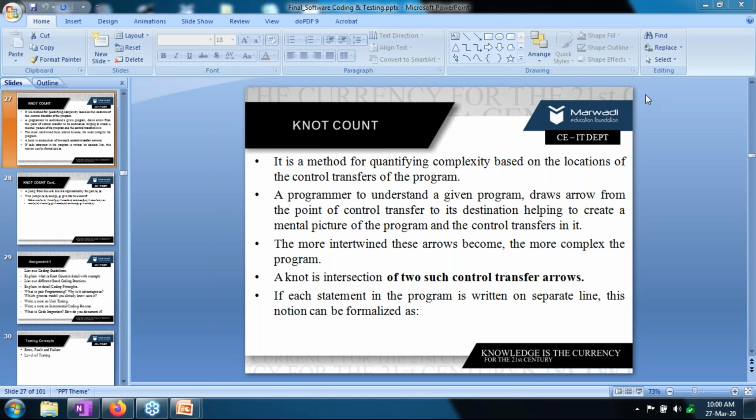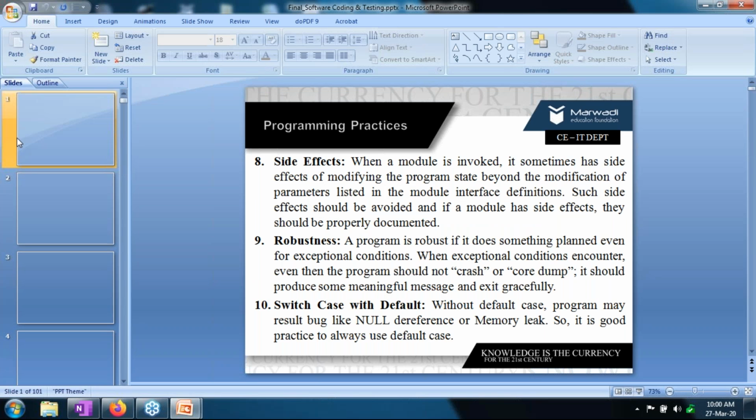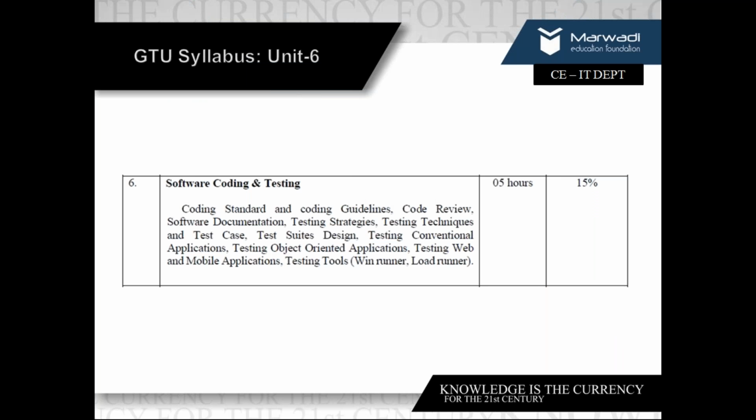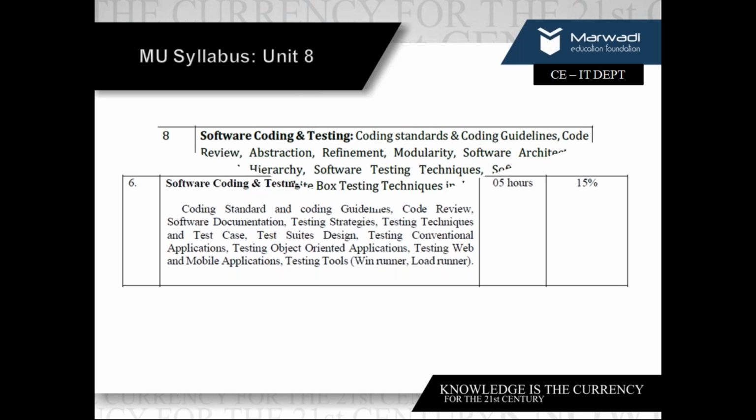Yesterday we had a session on testing taken by Krishna ma'am and coding principles. Let us start from there, what we did yesterday. We had discussed Unit 6 of GTU, that is software coding and testing. Now this is the unit with maximum weightage in your syllabus. Only two units have maximum weightage. One is the process module and the second one is testing. So it is one of the most important units from the exam point of view for MU students.